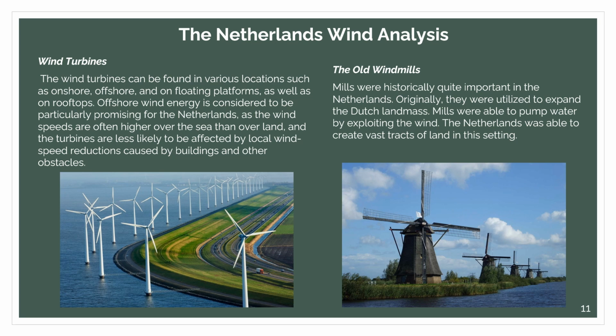The other type of wind energy is the old windmills. Mills were historically quite important in the Netherlands. Originally, they were utilized to expand the Dutch landmass. Mills were able to pump water by exploiting the wind.